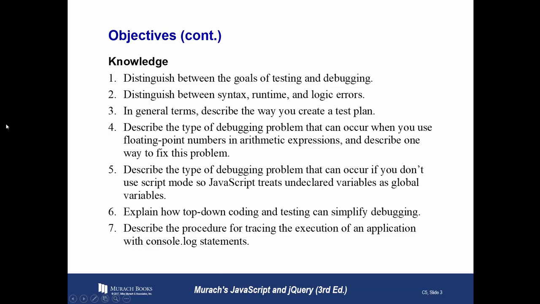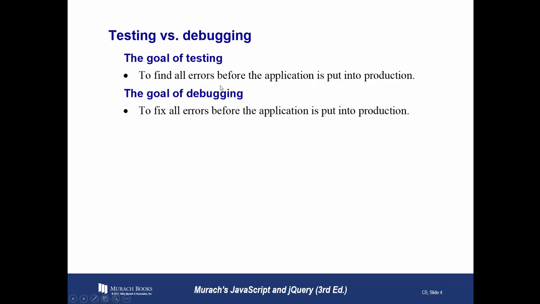Describe the type of debugging problem that can occur if you don't use strict mode, so JavaScript treats undeclared variables as global variables. Explain how top-down coding and testing can be used to simplify debugging. And describe the procedure for tracing the execution of an application with console.log statements.